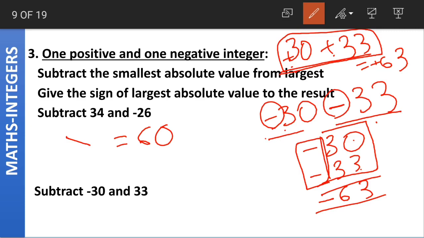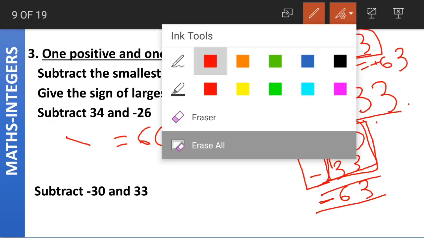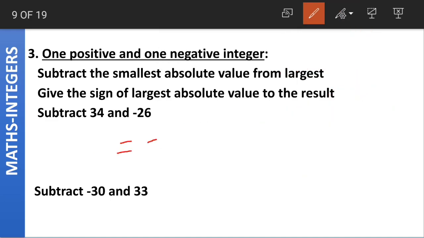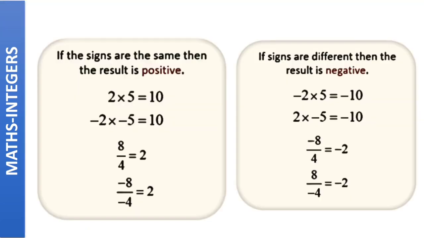Is it clear? Minus 30 minus 33, both the integers are having the same signs, so we add both their absolute values, and the sign which is carried by both the integers is placed for the result as well. So minus 30 minus 33 is equal to minus 63. The answer is minus 63. Is it clear, class? The same rules apply to both addition and subtraction.